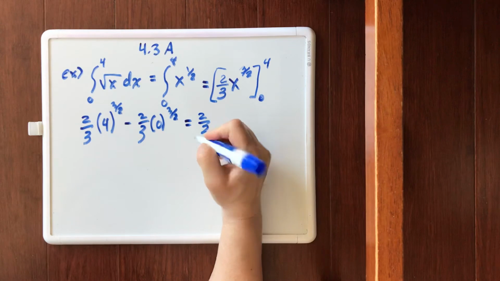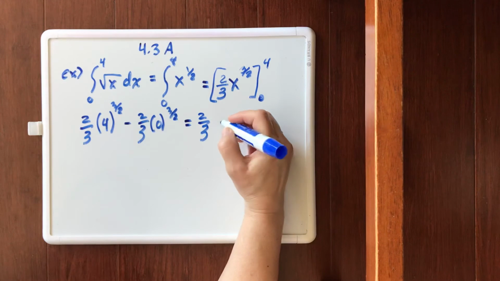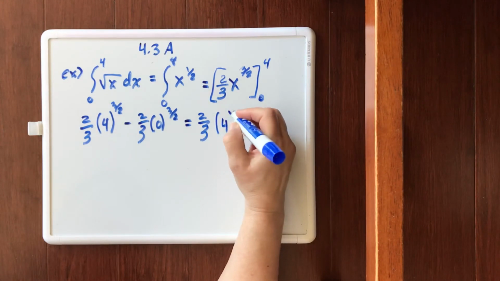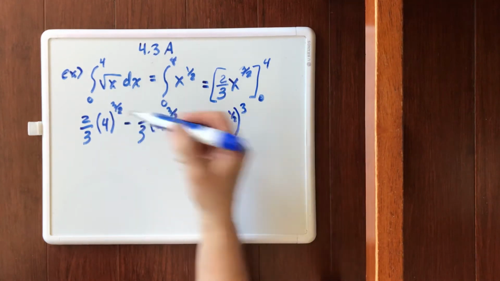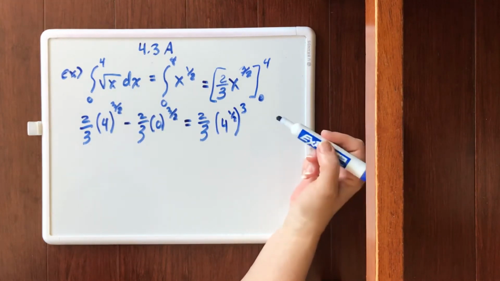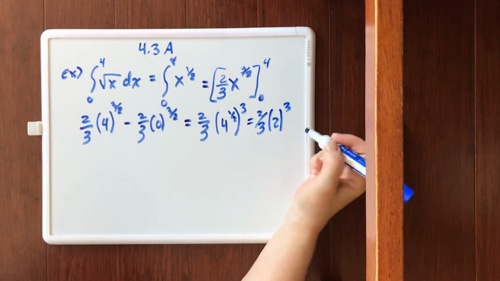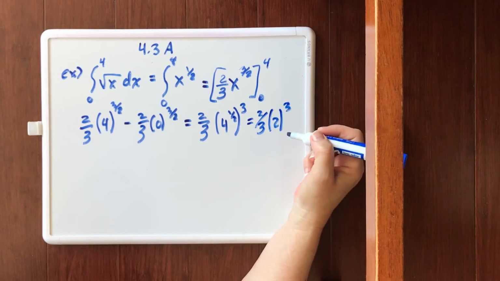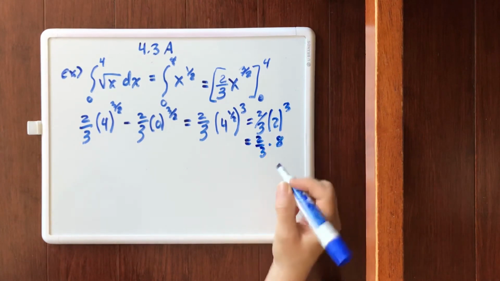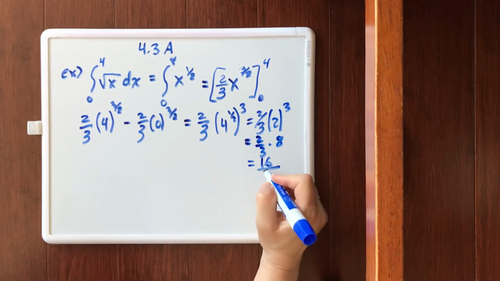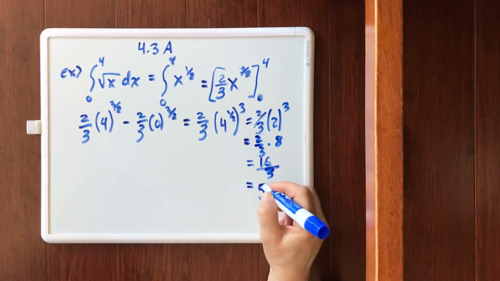We have 2/3. This is the square root of 4, if you want to think of it that way. You can think of it this way, 4 to the 1/2, to the 3, because if we multiply 3 times 1/2, we get 3/2. So here, the square root of 4 is 2, and we get 2/3, 2 cubed. Okay, this becomes 8. So we have 2/3 times 8, which is 16/3. And that reduces down to 5 1/3.